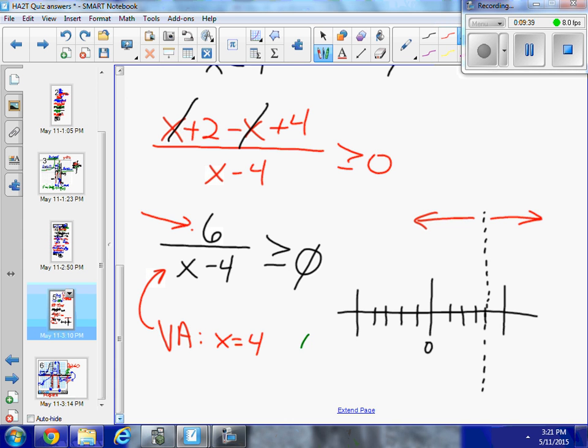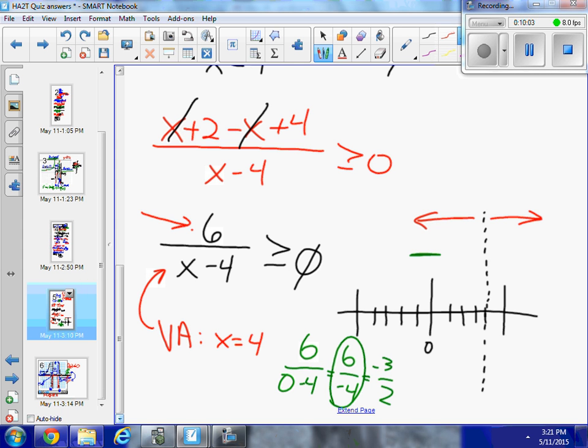So I have 6 divided by 0 minus 4. That would be equal to 6 divided by -4. And even though I can see very quickly that it's the same as -3/2, I could tell right here that this was going to be a negative number. So everything to the left of 4 is going to be a negative number.